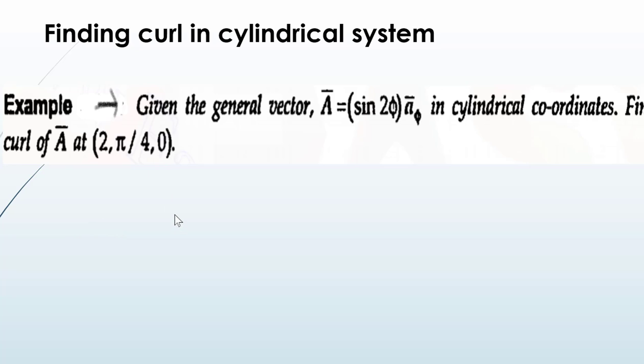The example is: given the vector A bar equal to sine of 2 phi into a phi cap in cylindrical coordinates, find the curl of A bar at point 2 comma pi by 4 comma 0. So for this example, A bar is sine of 2 phi into a phi cap. So this is the A phi component of this vector A bar. The AR component is not available, and the AZ component is also not available. Only the A phi component is available.